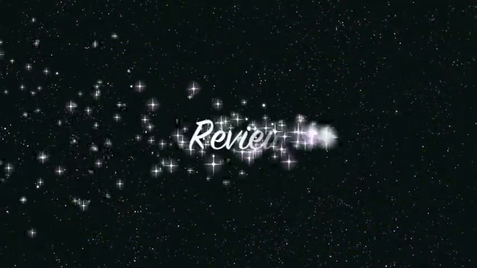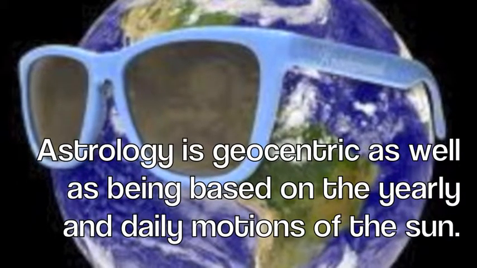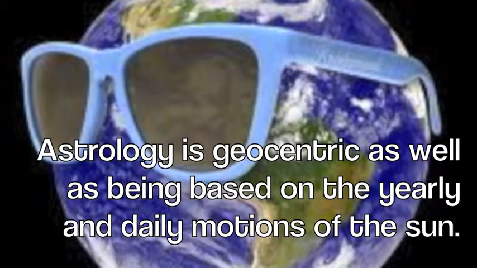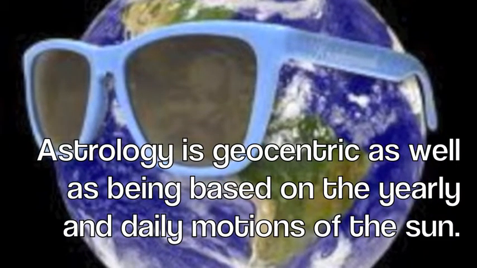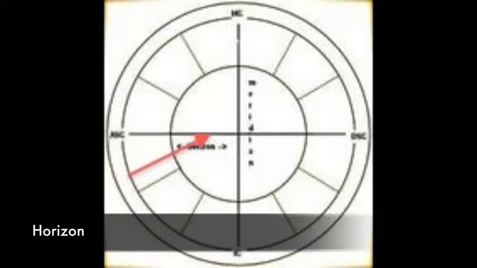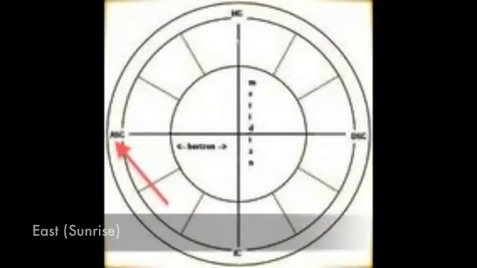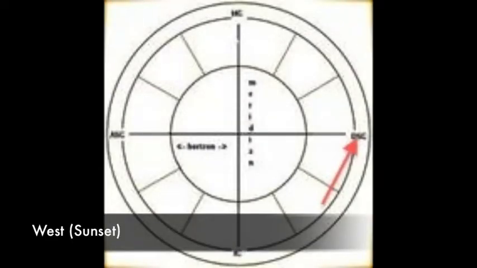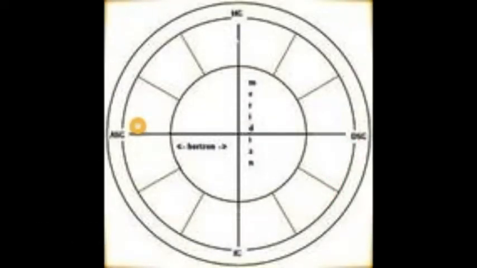Whew, that was one very intense lesson. Let's go over what we learned today. Astrology is geocentric as well as being based on the yearly and daily motions of the Sun. This is the natal chart, and this line is the horizon. This is where the Sun rises in the morning on the east, and this is where the Sun sets at nighttime, the west. And throughout the day, the Sun travels completely around the natal chart.